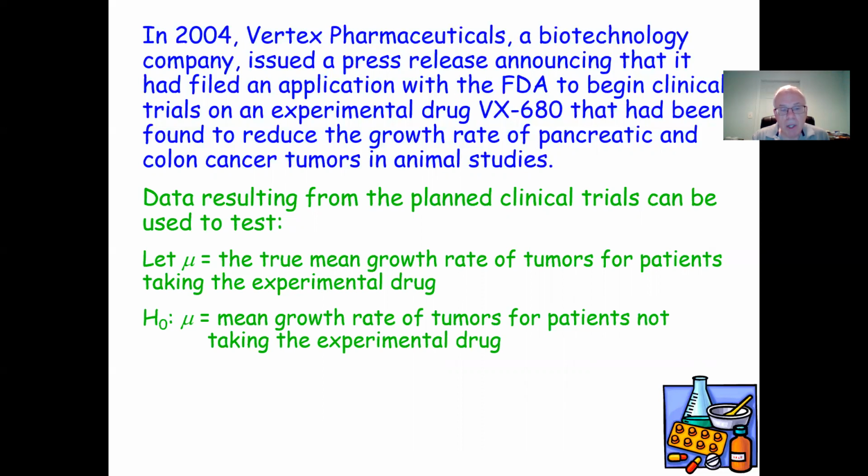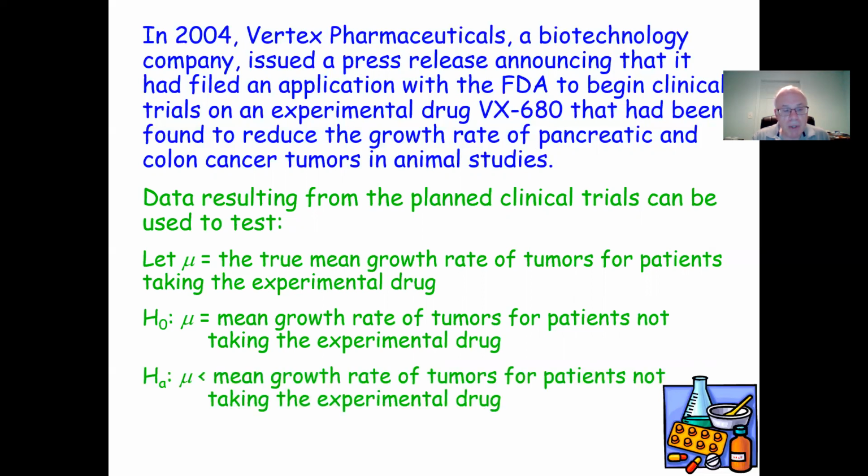So what is the null hypothesis? The mean growth rate of tumors for patients taking the experimental drug equals the mean growth rate of tumors for patients not taking the experimental drug, and the alternative is that mu is less than the mean growth rate of tumors for patients not taking the experimental drug. In other words, the experimental drug actually lowers the mean growth rate of tumors, right? That would be a good thing. So either the new experimental drug doesn't have any effect, which would be H0, or maybe even a worse effect, or it has a good effect, which would be the alternative hypothesis.